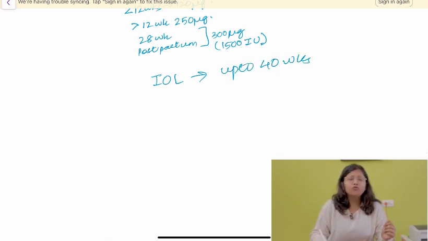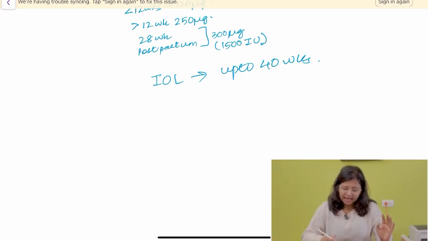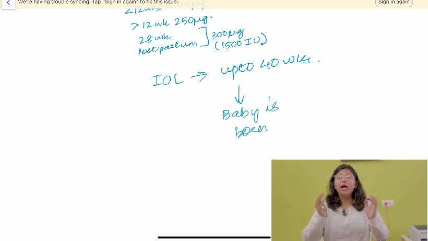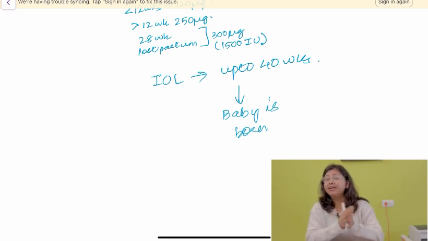We can go up to 40 weeks, right? So at 40 weeks, we will induce her. And after this, once the baby is born, do I have to give her an anti-D? Like I said, in the postpartum period, we are giving her anti-D. Do we have to give her an anti-D? Can you think of any condition where I don't need to give her an anti-D?